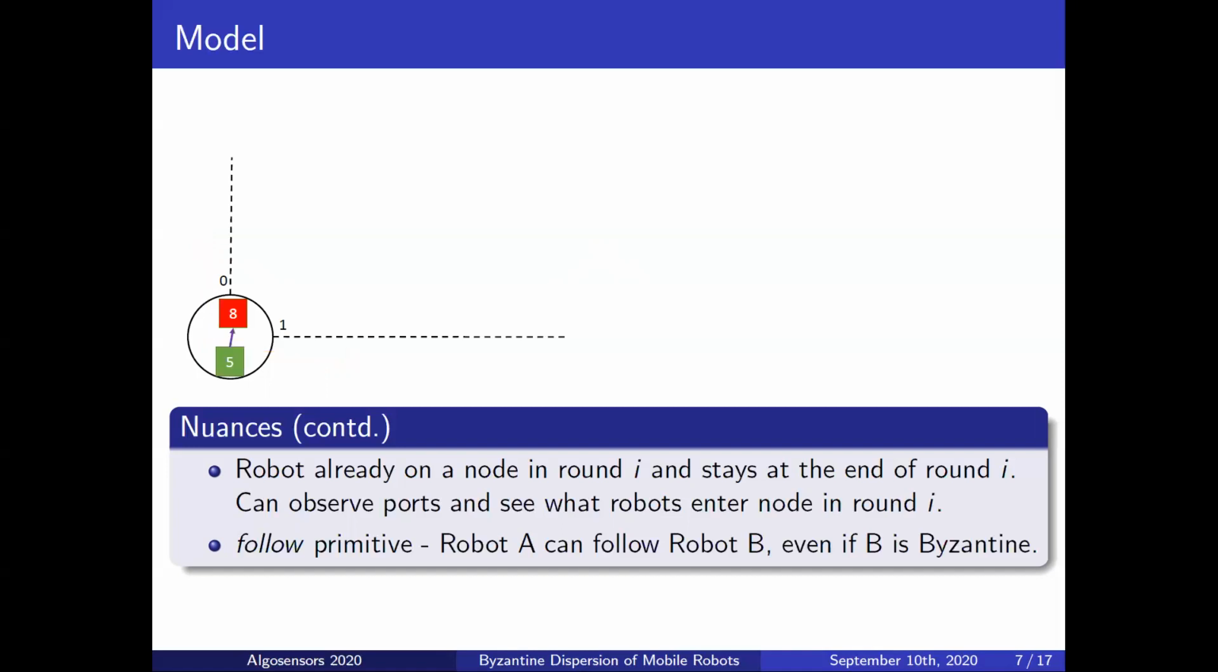Finally, we have a certain primitive that we use. It's called the follow primitive. And what it allows is the following. If robot A chooses to follow robot B, then wherever robot B goes, robot A can follow it. And that is even if robot B is a Byzantine robot, it doesn't matter. Robot A will always mimic its movement. It's somewhat of a strong primitive, but we do have other algorithms which are not presented in this talk, which allow us to solve this problem without resorting to this primitive. But for now, you should know this.